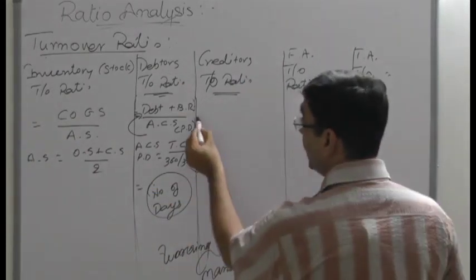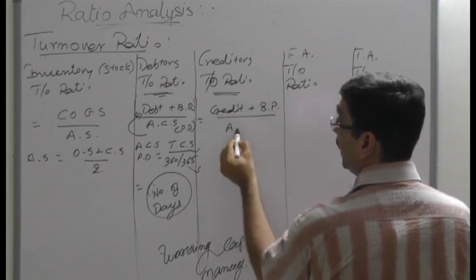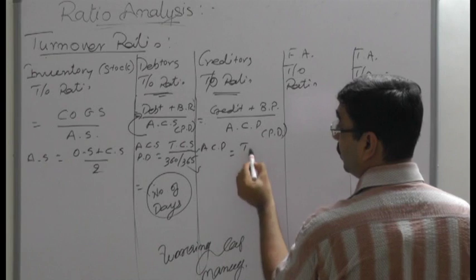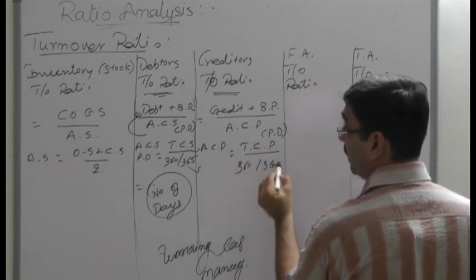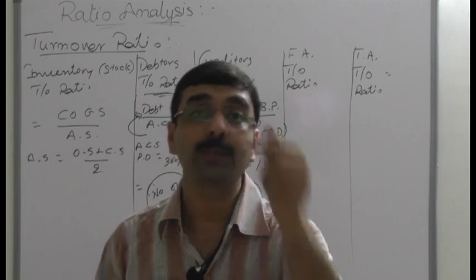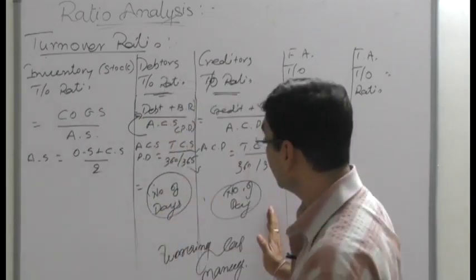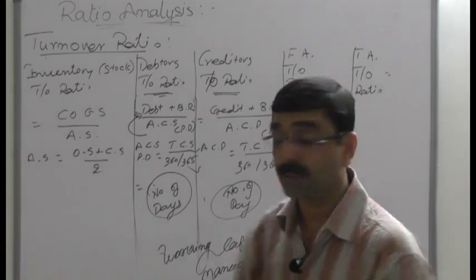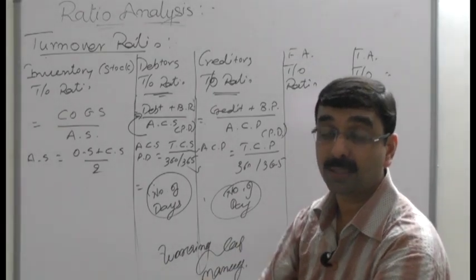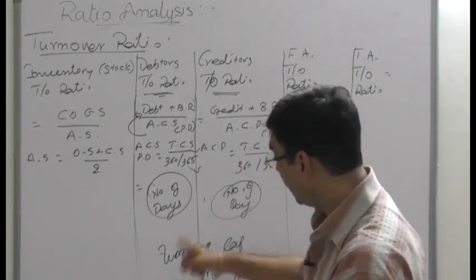In case of creditors turnover ratio, that is creditors plus bills payable divided by average credit purchase per day. It means the total credit purchase divided by 360 or 365 days, also determined in number of days, shows how much credit period has been offered by creditors to the company. When you purchase on credit, how much credit period you are getting from your creditors, and how much credit period is offered to your debtors, this is actually to be balanced. If the credit period given to the debtors is more than the credit period offered by your creditors to you, that means you need more liquidity in the business. So ultimately it affects your working capital.